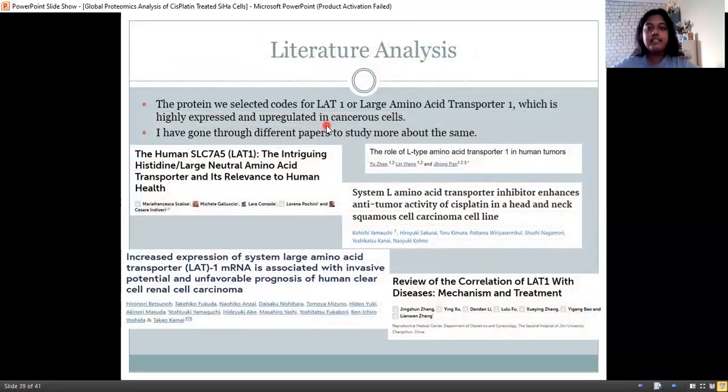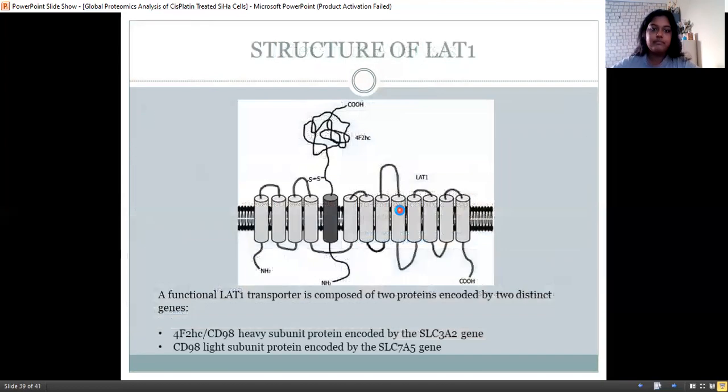So in my literature analysis, I went through a lot of papers, and these different papers gave me more ideas about how LAT1 was related to different types of cancers. So this one was the most interesting one that I found, as it actually showed that cisplatin and its efficiency can actually be increased if we suppress the LAT1 transporter. So I read this in more detail.